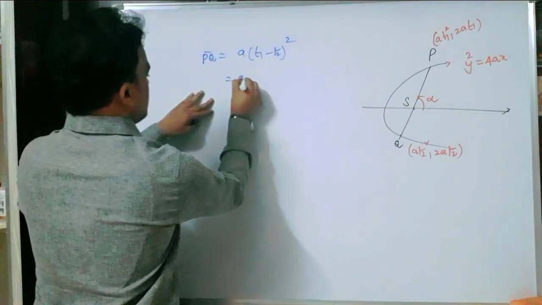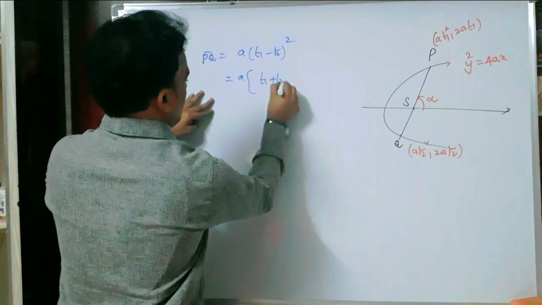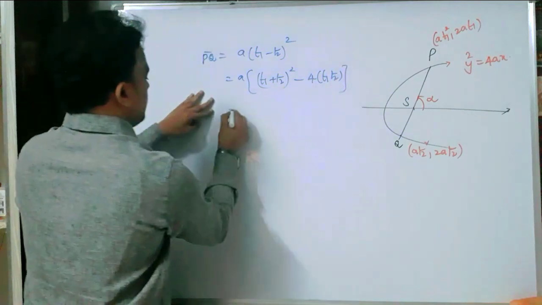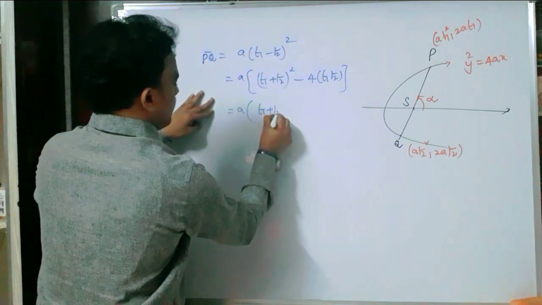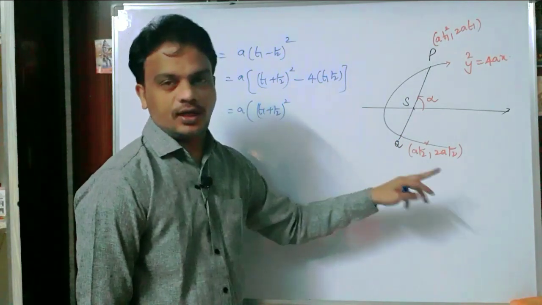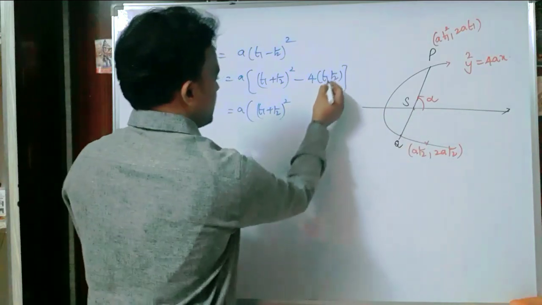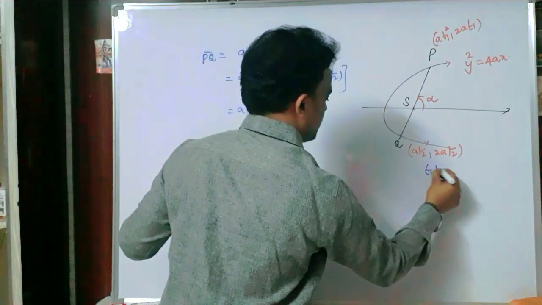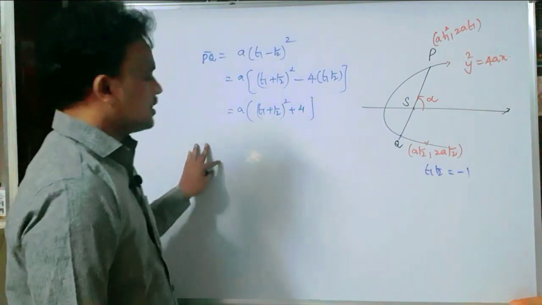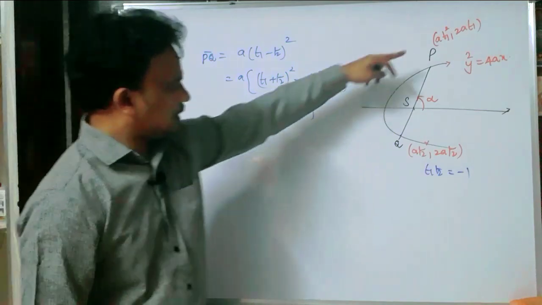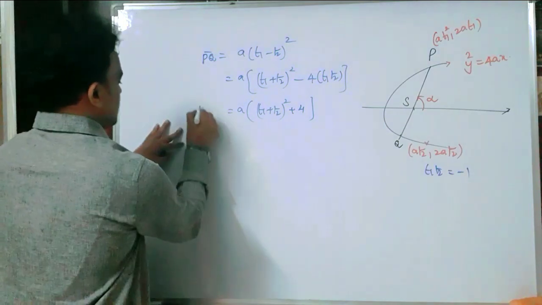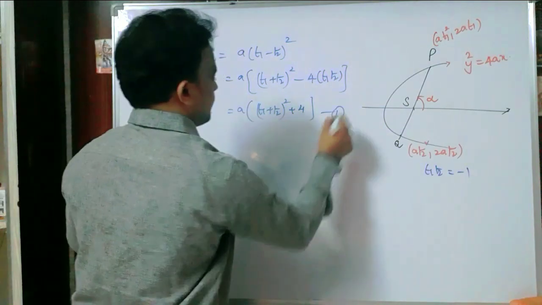Which can be written as a of (t1 plus t2) whole square minus 4 t1 t2. If PQ is a focal chord, already we discussed just now, t1 into t2 is minus 1, so it becomes plus 4. So, this is actually the length of focal chord PQ, but we are going to find it in terms of alpha. Yes, let us see. This is actually the PQ length. Let us take it as equation 1.